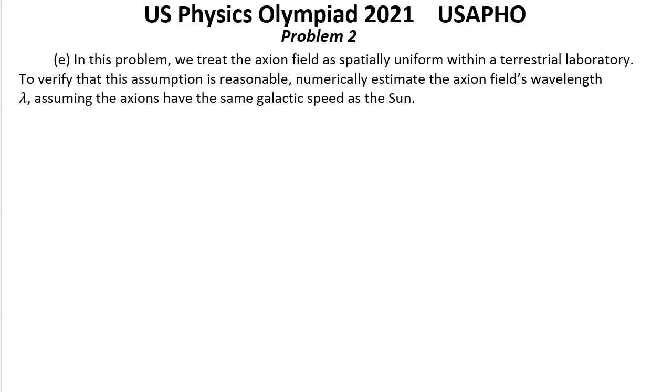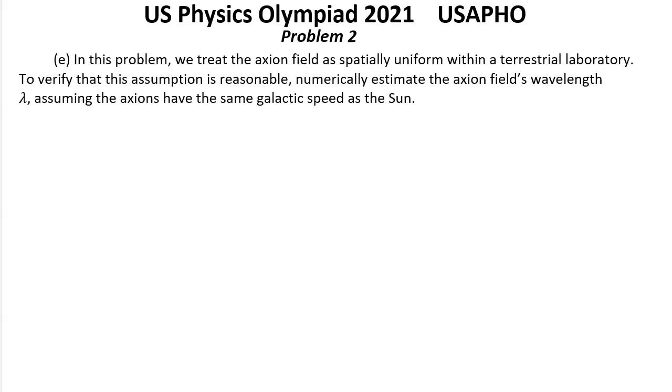Question E. In this problem we treat the axion field as spatially uniform within a terrestrial laboratory. To verify that this assumption is reasonable, numerically estimate the axion field's wavelength lambda, assuming the axions have the same galactic speed as the Sun.